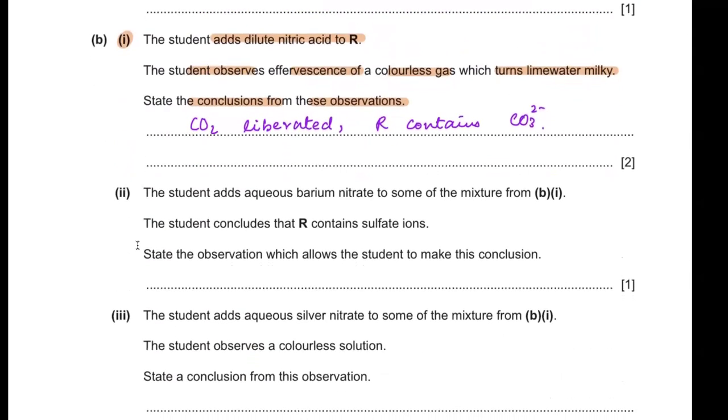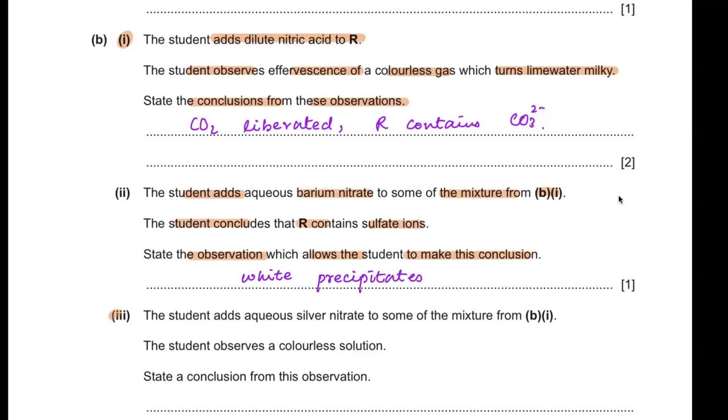Okay. Next part. The student adds aqueous barium nitrate to some of the mixture from B1. The student concluded that R contains sulfate ion. State the observation which allows the student to make this conclusion. So if you recall, for a sulfate ion, it is always white precipitates on adding barium nitrate.